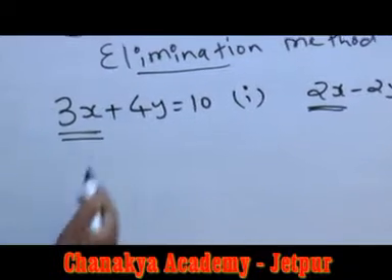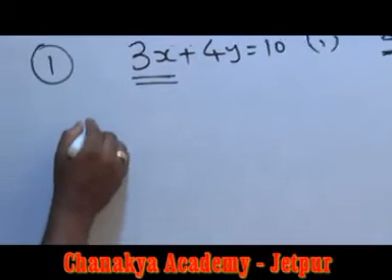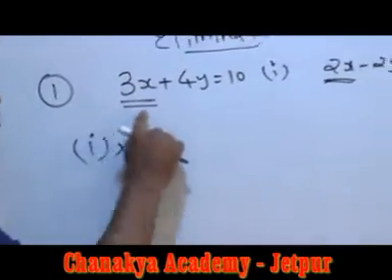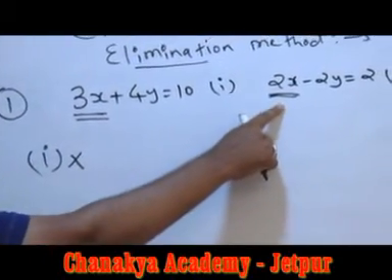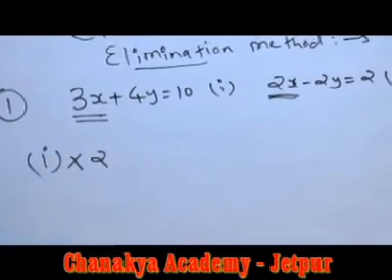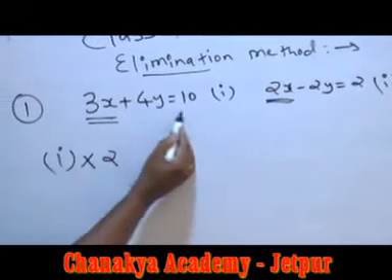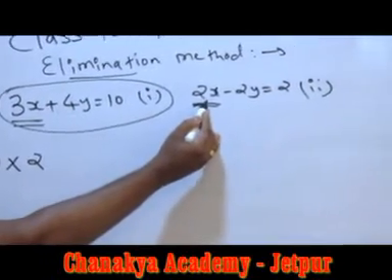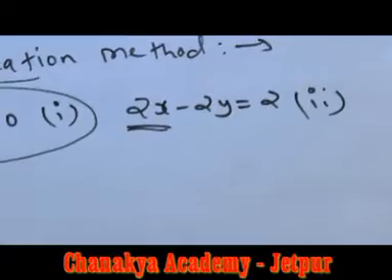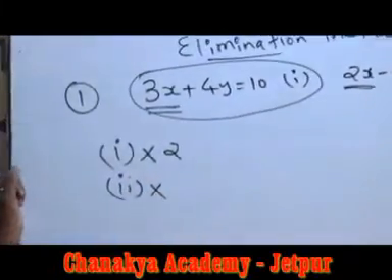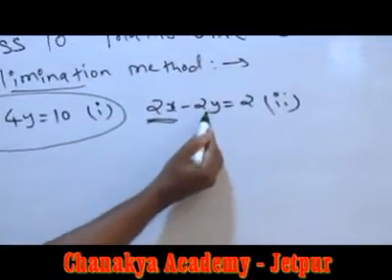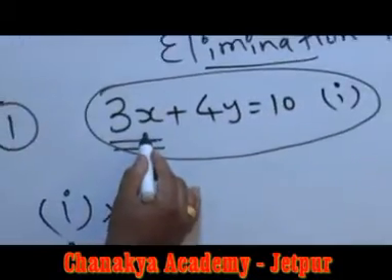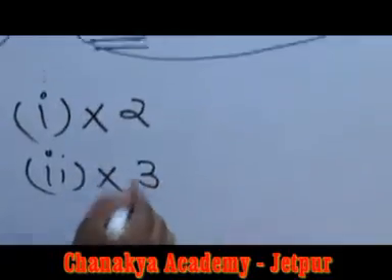After underlining the terms containing x from both the equations, we have to move in this way. Equation 1 should be multiplied with the coefficient of x of equation number 2, that is 2. Equation 2, 2x minus 2y equal to 2, should be multiplied with the coefficient of x which is 3 from equation number 1.